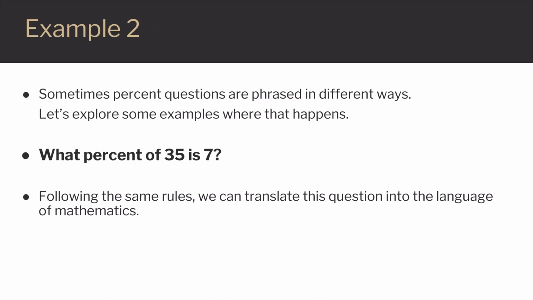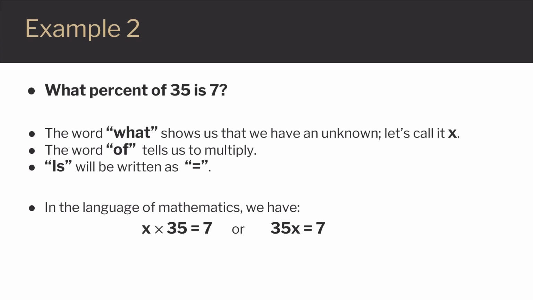Sometimes percent equation questions are phrased in different ways. Let's explore some examples where that happens. What percent of 35 is 7? Following the same rules, we can translate this question into the language of mathematics. The word what shows us that we have an unknown. Again, we will choose to call it x. The word of tells us to multiply. Is will be written as an equal sign. So in the language of mathematics, we have x times 35 equals 7.